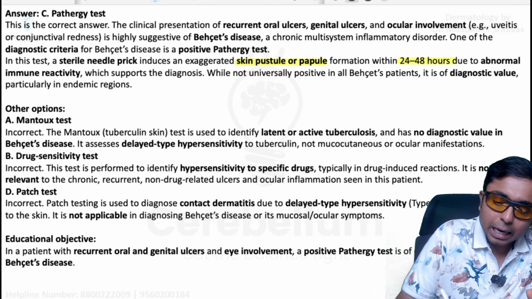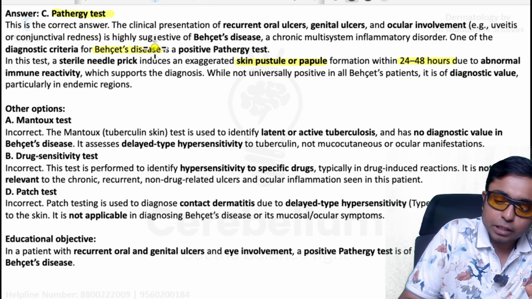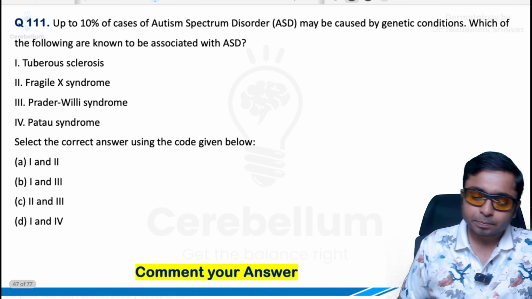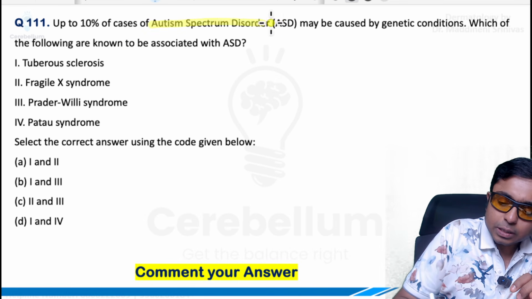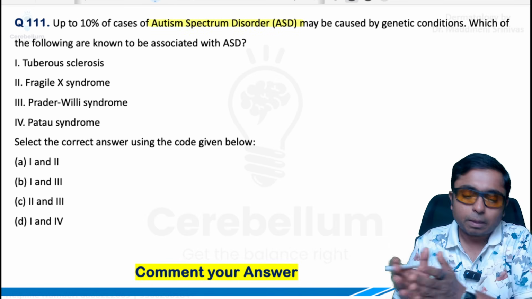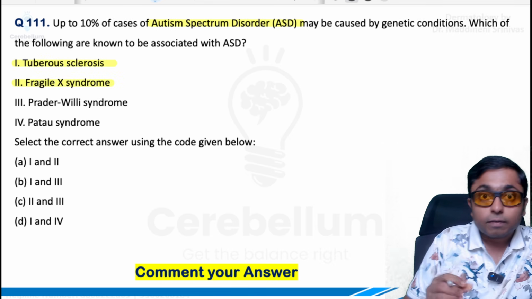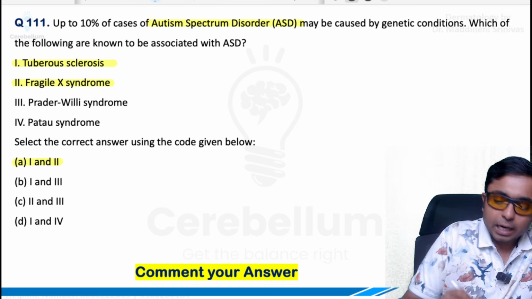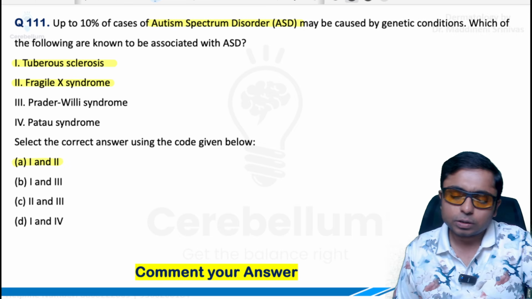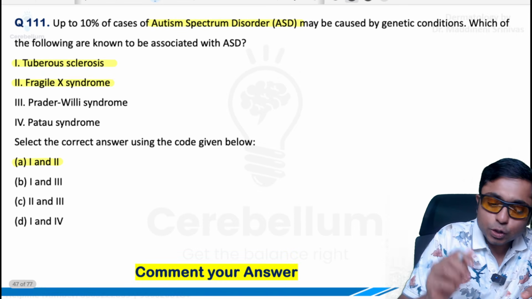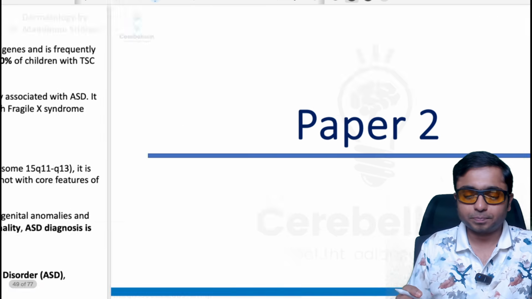This is what is called a pathergy test, used in patients of Behçet's disease, right? Next is this question. So just remember the answer: autistic spectrum disorders. We have tuberous sclerosis and also Fragile X syndrome, which are associated with ASD. So this is just a one-liner. Because there was tuberous sclerosis, I have put this question.